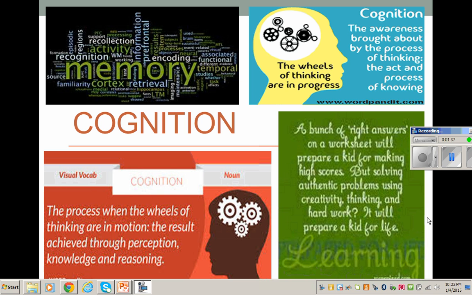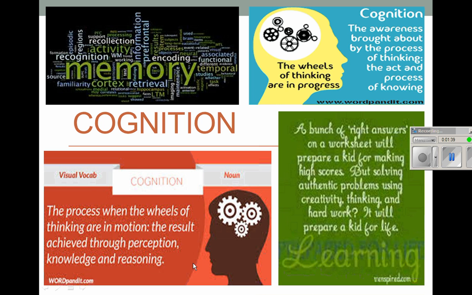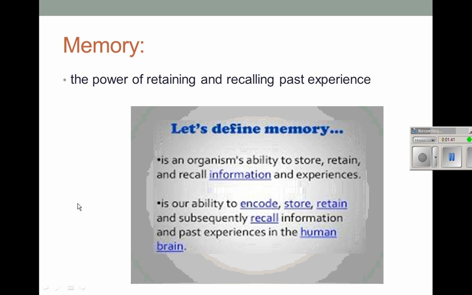All right. So, the textbook definition of memory is the power of retaining and recalling past experiences. So any organism that has the ability to encode, store, and retrieve information, that whole process of encoding, storing, and retrieving information is what you call memory. Okay? So I'll get into that process in a minute.